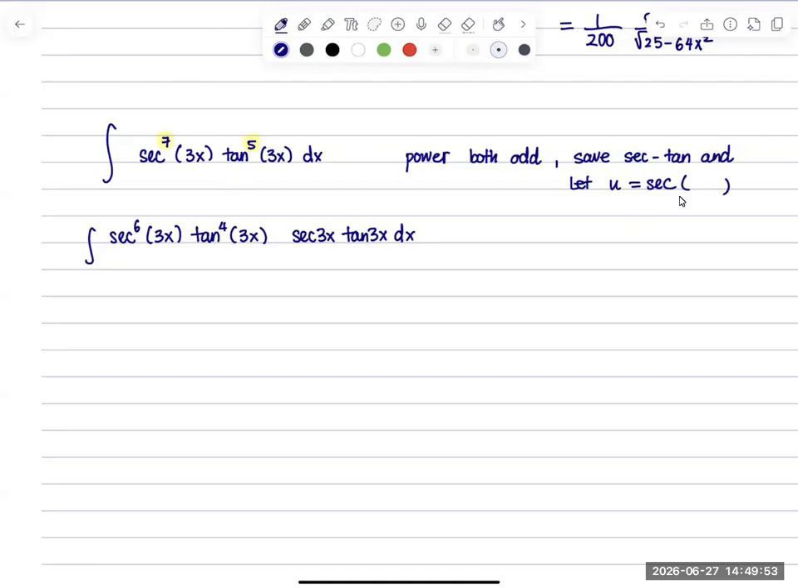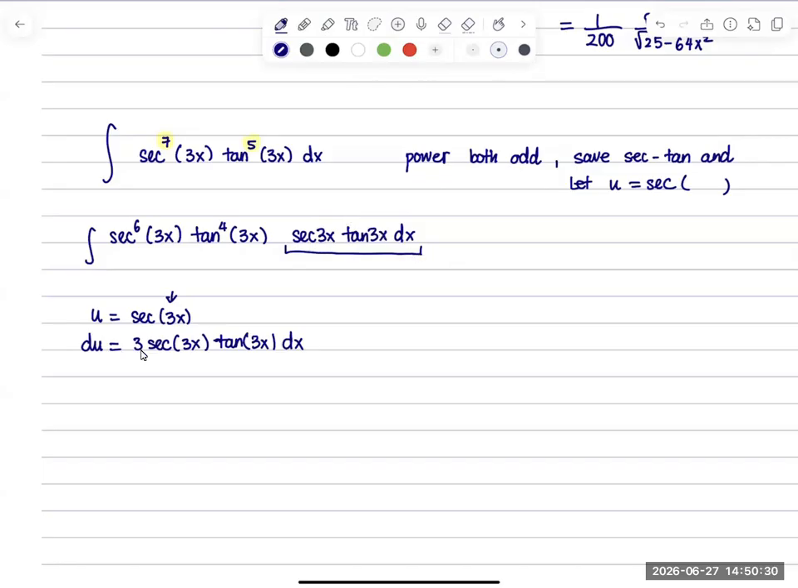And now I'm going to let u equal secant, so u equals secant 3x. This gives me the derivative: the derivative of secant is secant tangent. That's the reason why we save one of them. But don't forget there's a chain rule, so there's a 3x. We must bring the 3 in front, and then we have secant 3x tangent 3x dx.